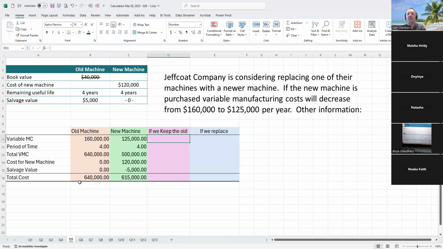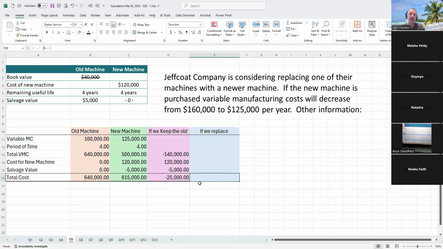So let's see. If I keep the old machine, what's going to happen? It's going to cost me this one minus this one, right? I'm paying $140,000 more, right? I'm going to save 120, because if I keep the old one, I don't have to buy the new one, but I cannot sell it. I'm losing the 5,000. So in total, I'm losing 25.